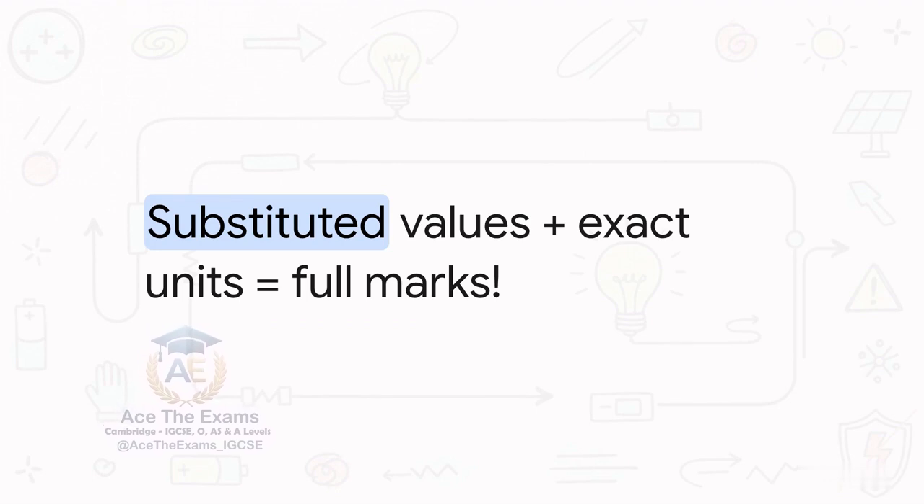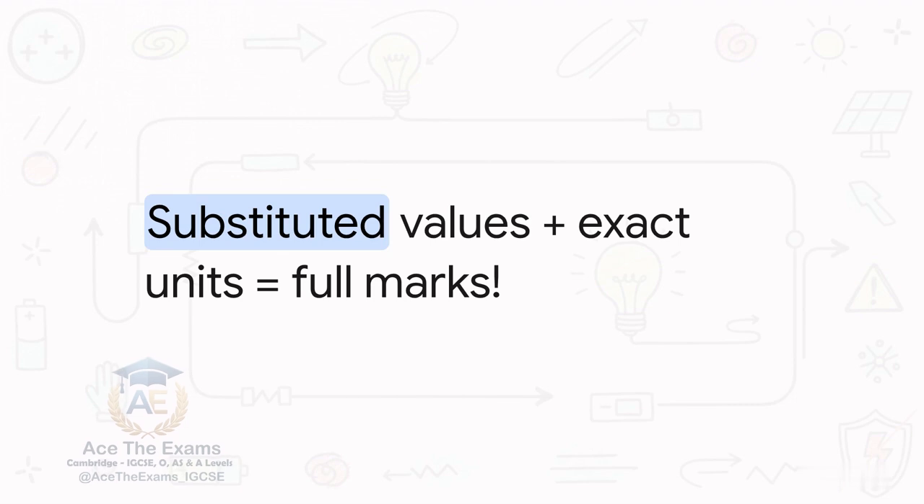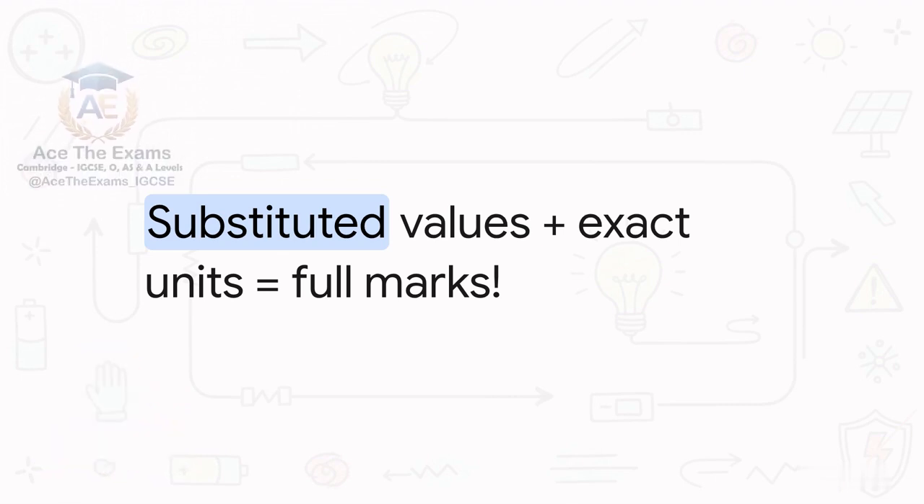Before you even think about touching your calculator, write out the substituted values directly from the source data alongside their exact units. If you write down the raw substituted values on the page, you instantly secure the method marks, even if your finger slips on the calculator later on. It's a total game changer.